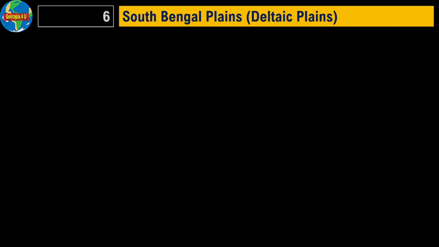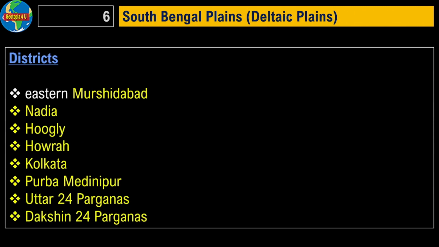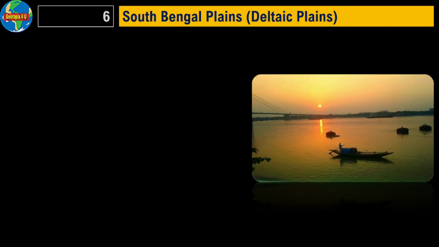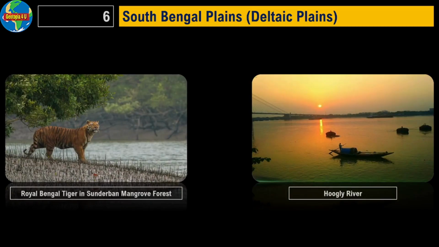Next, we have got the South Bengal Plain, that is the Deltaic Plains. It includes the districts of eastern part of Murshidabad, Nadia, Hugli, Howrah, Kolkata, Purbo Mednipur, Uttar Chobbish Pargona and Dakshin Chobbish Pargona. In the picture to the left, you will notice the Royal Bengal tiger, which lives in the Sundarban mangrove forest. In the picture to the right, you will notice the Hugli River, which is also known as the river Ganga.